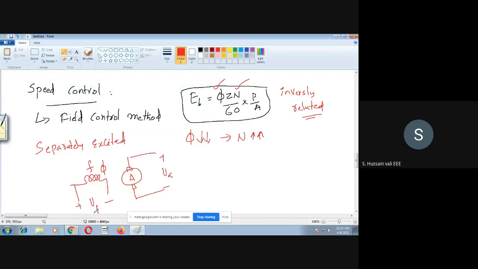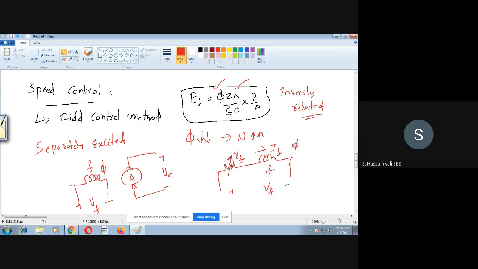How do you control the flux here, or how do you control the field here? Let me bring this side here. This is the field winding. If I connect a rheostat here, this is a flux. So by varying the rheostat, this is the field voltage. By varying this rheostat RF, the current in this field winding varies, that is, IF varies. So if the IF varies, the flux production also varies. So this is the logic here.